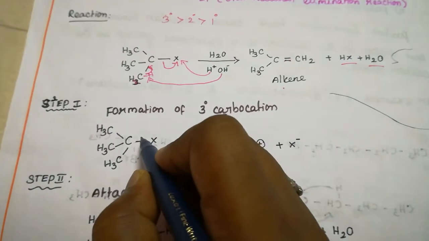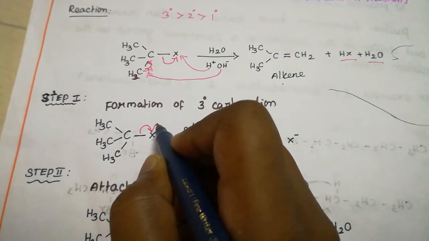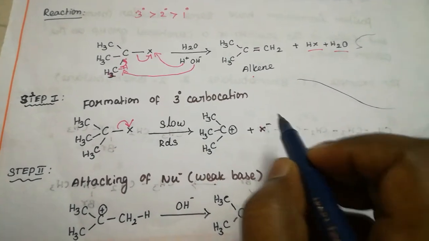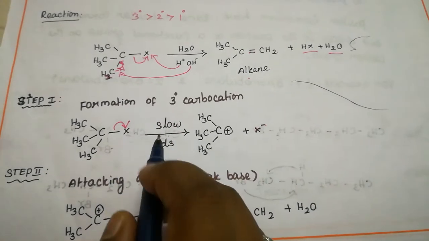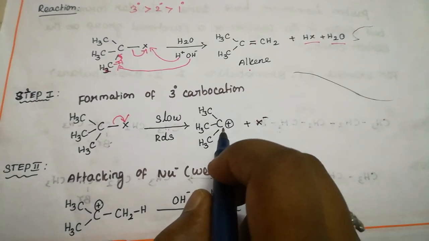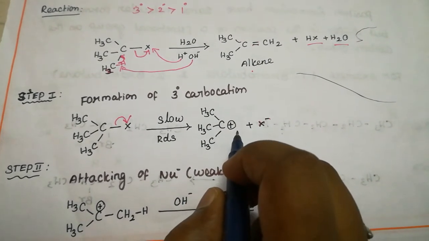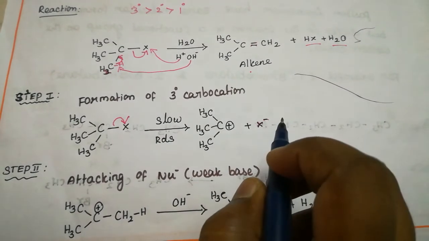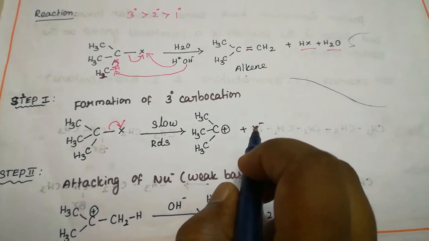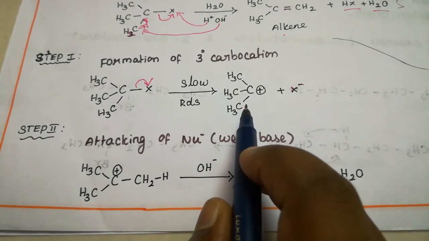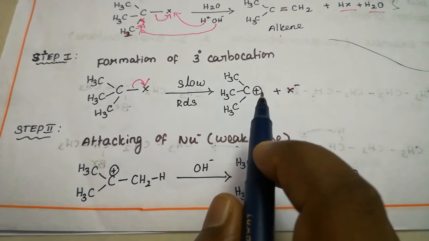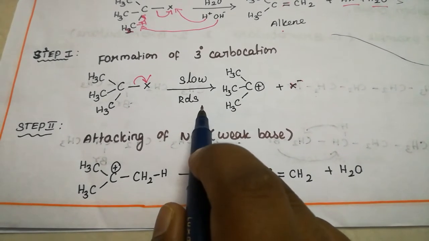So this carbon bond shifted to here, so it can be removed by X minus. Then now we write the carbocation. Here a plus sign will be generated because it donates electron to halogen. So this is a tertiary carbocation. This carbocation is highly stable than secondary and primary. This is the slow step, the rate determining step.